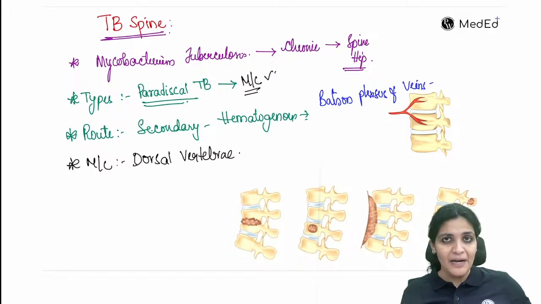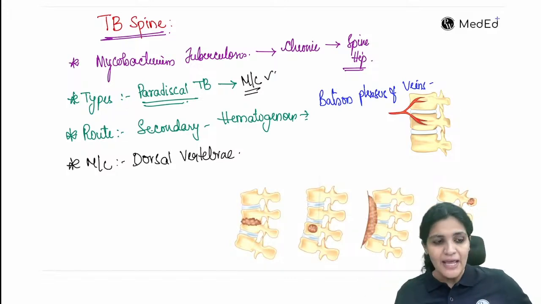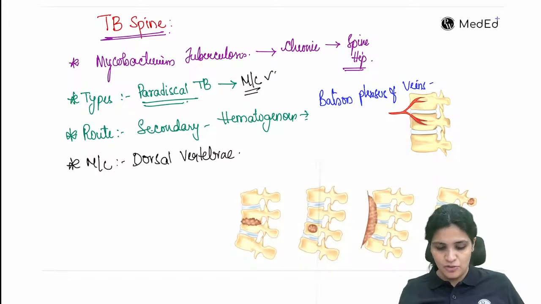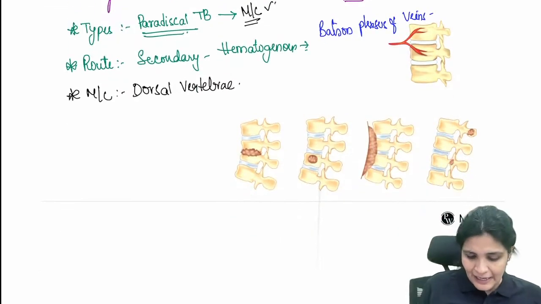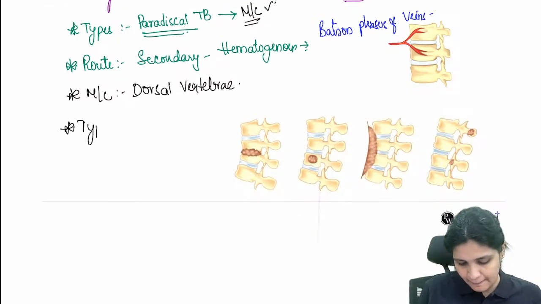And how does it spread? It spreads hematogenously, and these vessels are called the Batson plexus of veins. And the most common vertebra involved is your dorsal vertebrae. And again, there are types of TB spine.